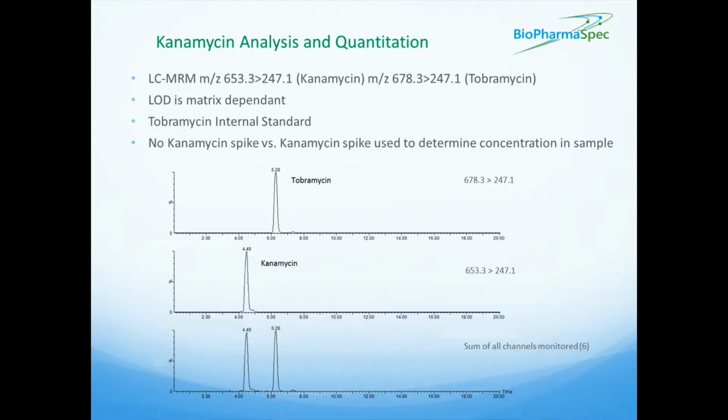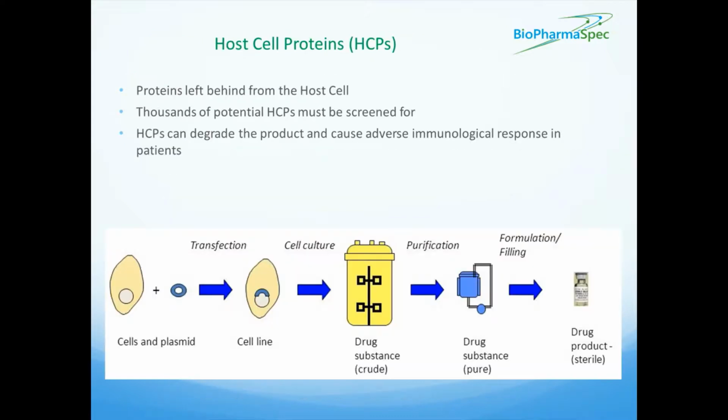Now, thanks in large part to the two stages of mass filtering that MRM includes, we're able to achieve a very clean and optimized signal with this method, which gives us very high signal to noise and excellent sensitivity. And that's very important when we're trying to detect impurities down to very low levels.